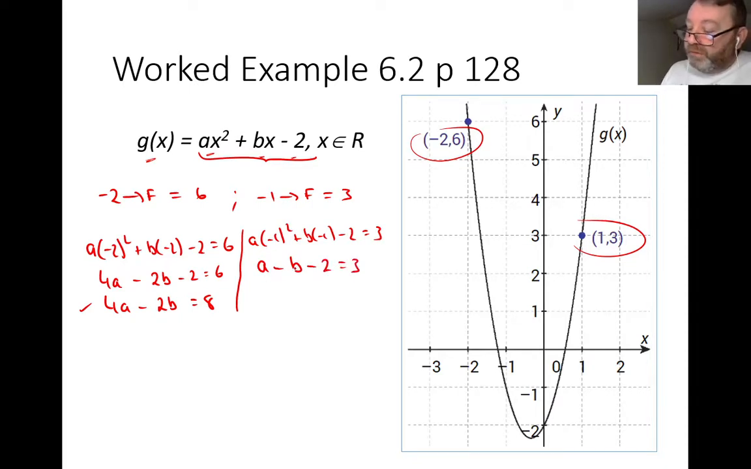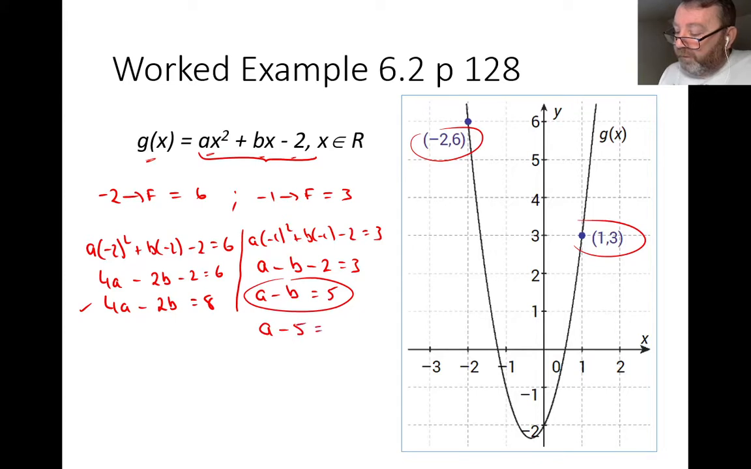But keep the variables together. Put the constants over the other side. a minus b is equal to, how do I get rid of minus 2? Add 2 to both sides. 5. Now in this case, it's a very simple thing to do. All we've got to do is to line up these two equations if you want to, or what you could do is you could reorganize this one. If you reorganize that, here's what I know. a minus 5 is equal to b.